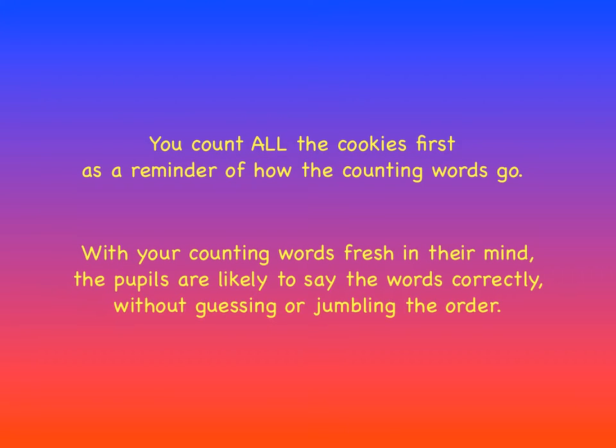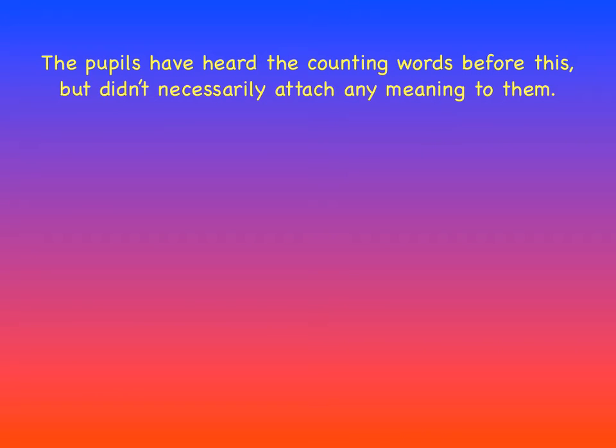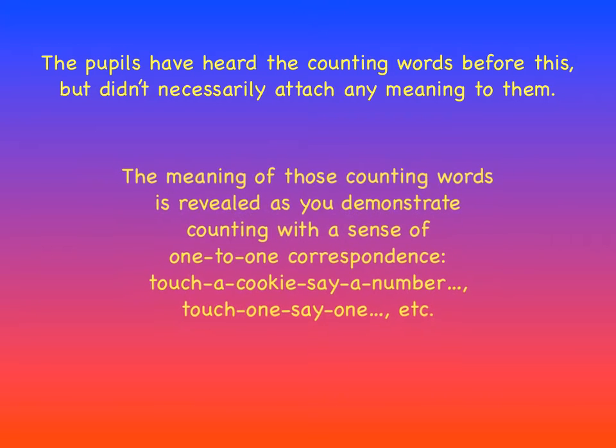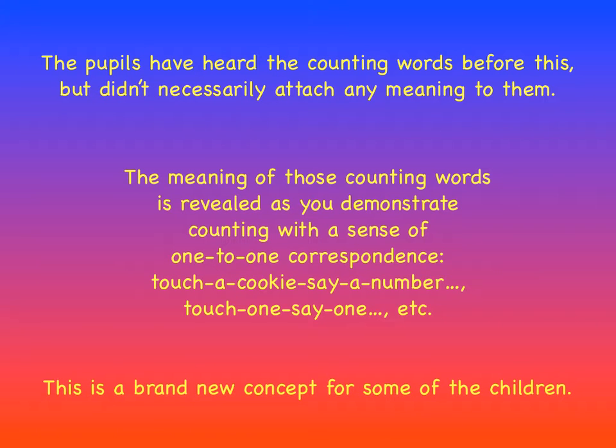You count all the cookies first as a reminder of how the counting words go. With your counting words fresh in their mind, the pupils are likely to say the words correctly without guessing or jumbling the order. The pupils have heard the counting words before this, but didn't necessarily attach any meaning to them. The meaning of those counting words is revealed as you demonstrate counting with a sense of one-to-one correspondence. You touch a cookie and say a number, touch one, say one, and so on. This is a brand new concept for some of the children.